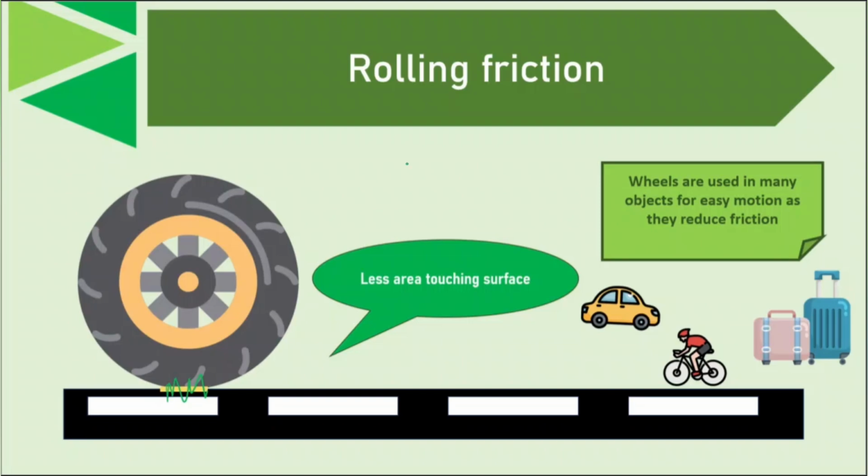Because if you consider the base of a trolley bag, it's a rectangle. And if you put it on the floor directly, it will have a lot of area of contact. And this area of contact will make the friction high and it'll be very hard to move it. Instead, if you put wheels on it, the area of contact because of the wheels becomes very less, and therefore it's a lot easier to bring it into motion and move it in different places.